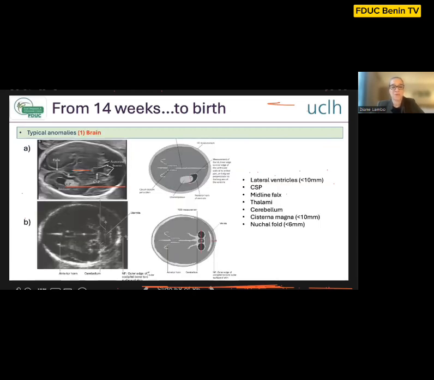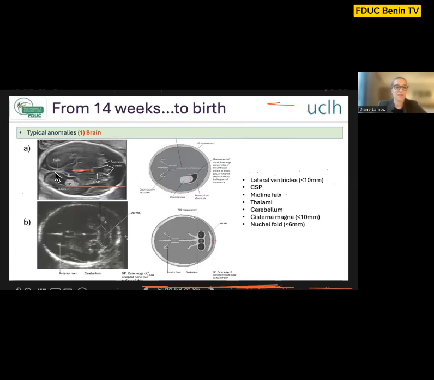So what are your typical anomalies? And I'm going to, again, whiz through these just for the purpose of time. It's just, again, to give you a framework and understanding of the things that you might be looking for. So if we start with the head, generally speaking, there are two views that you want to obtain in examining the brain. So the first view at the top is your transthalamic view.